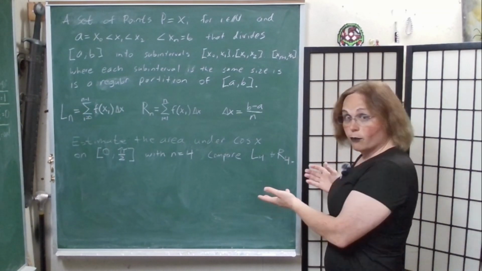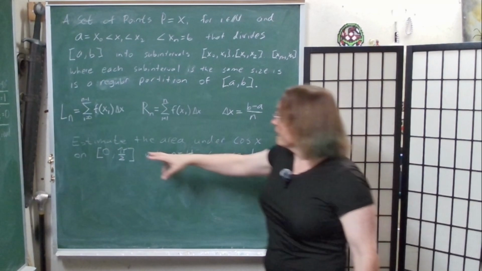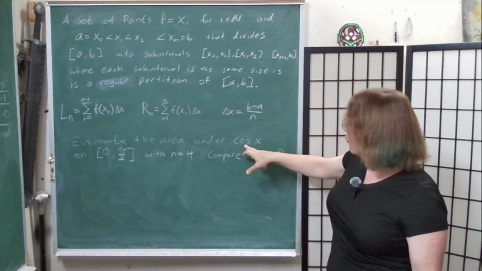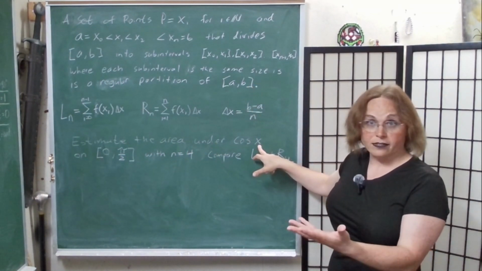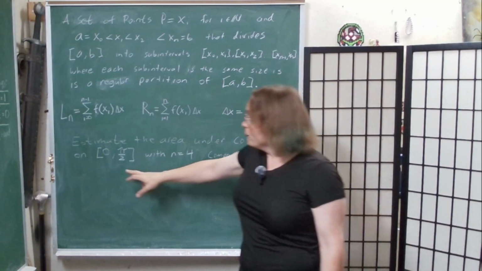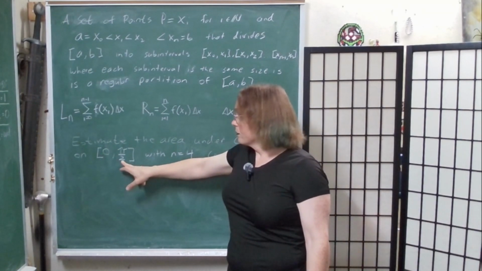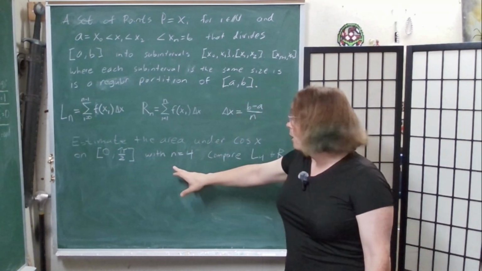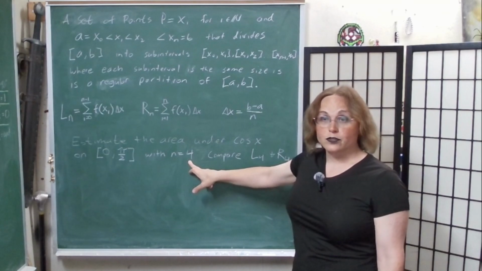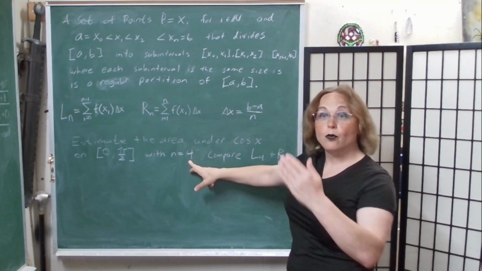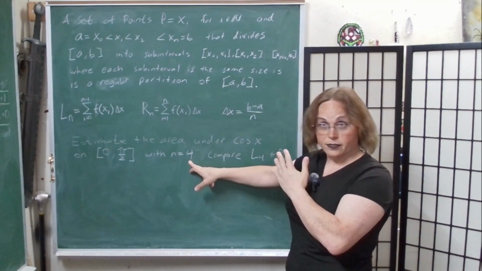Our example problem here, we are going to be estimating the area under cosine of x. That's our f of x. We're going to be using the interval 0 to pi over 2 with an n of 4. So we're going to be breaking it up into 4 partitions.